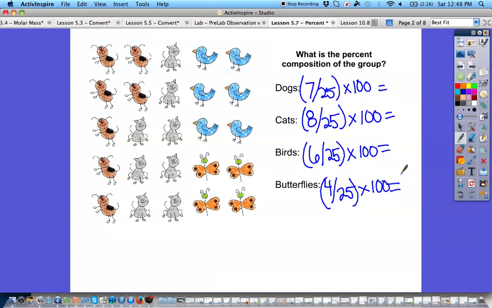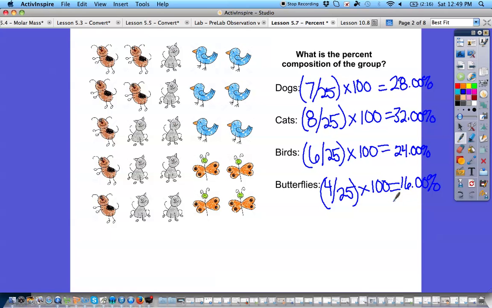So, 7 divided by 25 times 100 should give us 28%. Eight divided by 25 should give us 32%. Six divided by 25 should give us 24%. And then 4 divided by 25 gives us 16%.